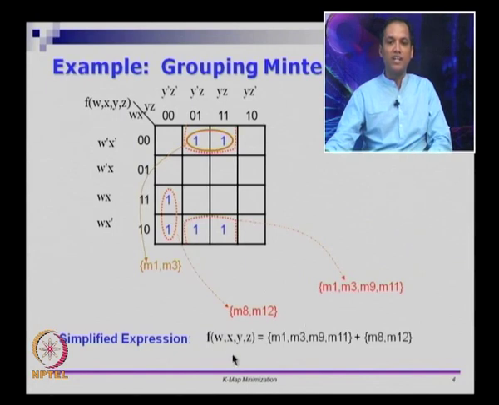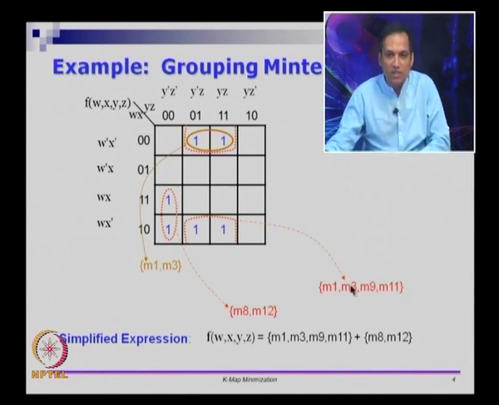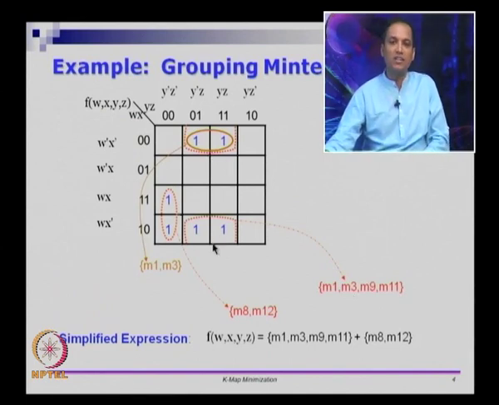You can go and write f of wxyz as sum of these 2 terms, this product M1 M3 M9 M11 and this M8 M12, right. We will see what it means to get this product M1 M3 M9 M11. Let us go and look at these 2 rows again. So, this u kind of thing here and inverted u here, that combines and gives you M1 M3 M9 M11. Let us see what it means.